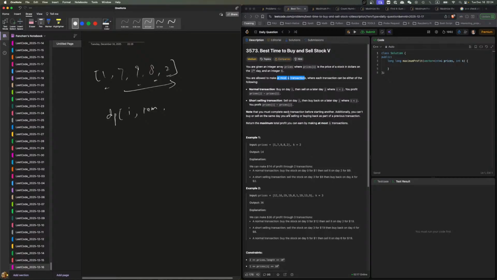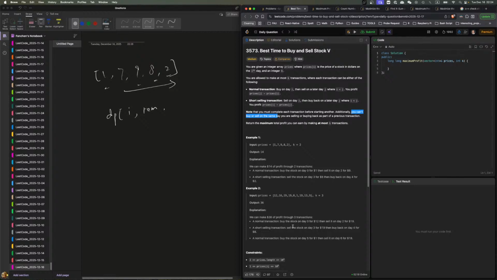Hold on, what are the rules? Complete each transaction before starting another. And you cannot buy or sell on the same day you're selling or buying as part of a previous transaction. So basically, every day you can either sell what you have bought before, or you buy what you have sold before, or you buy a new one. And it has to be a complete transaction.